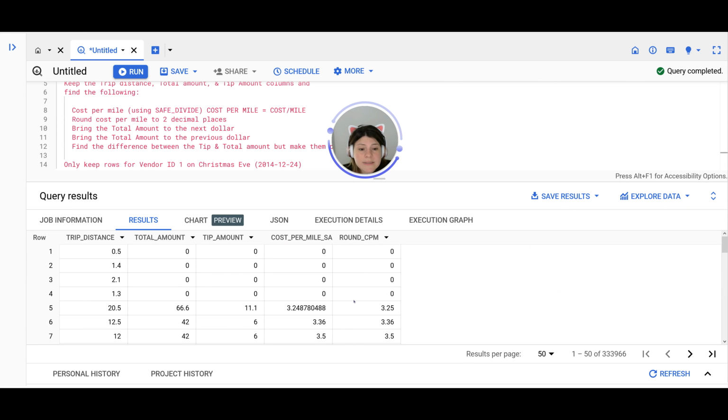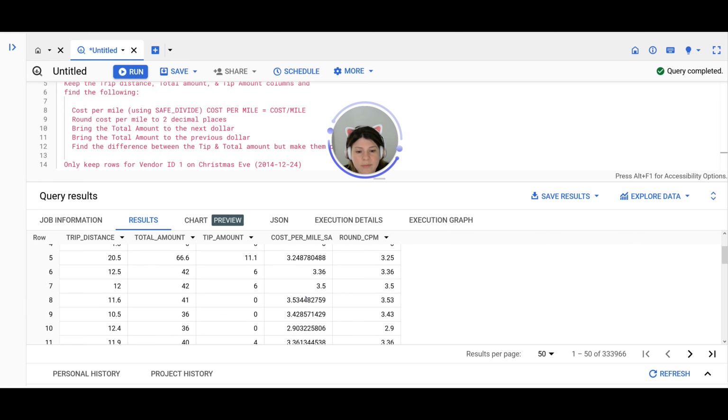So this is 0, 0. Okay, here's a good one. Here we have the cost per mile as $3.24 and this big thing. So instead of showing this whole crazy number, which hurts your eyes, we're just going to make it $3.25. And that's something that feels really good for people to look at.